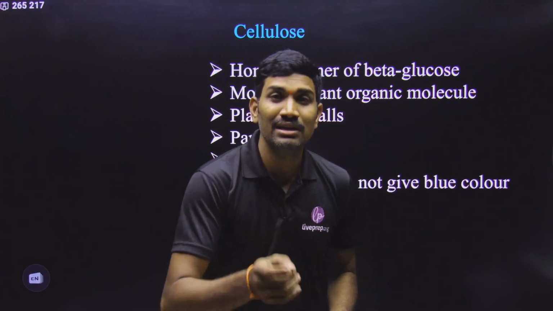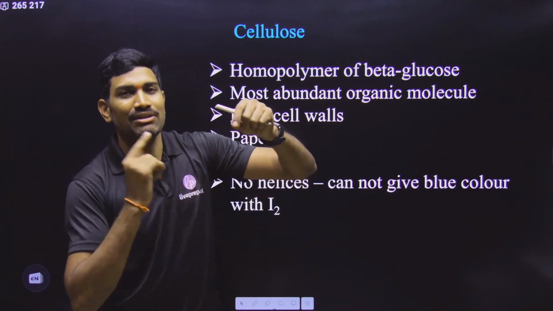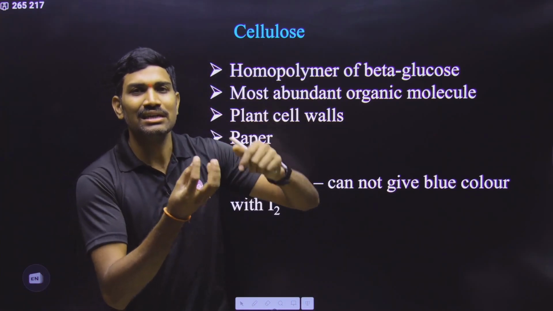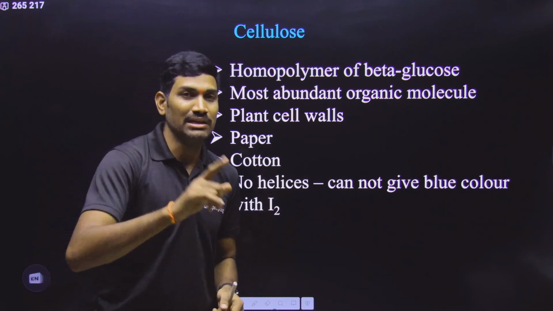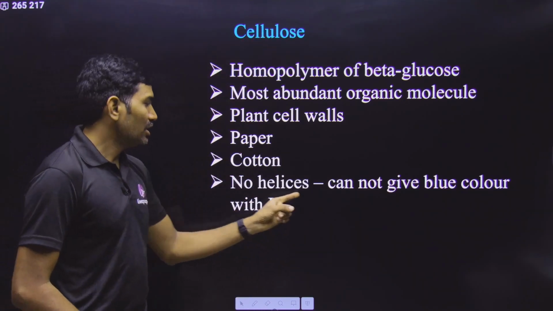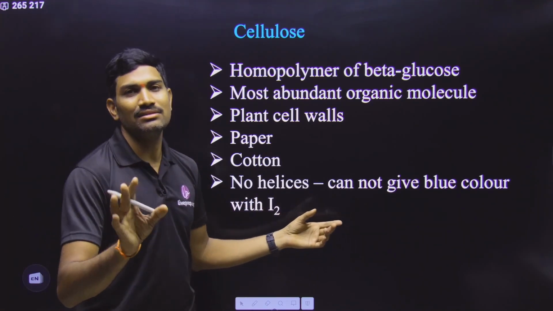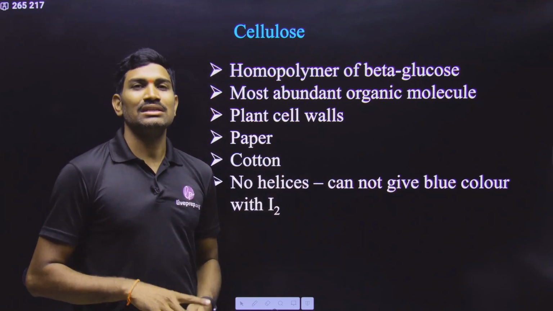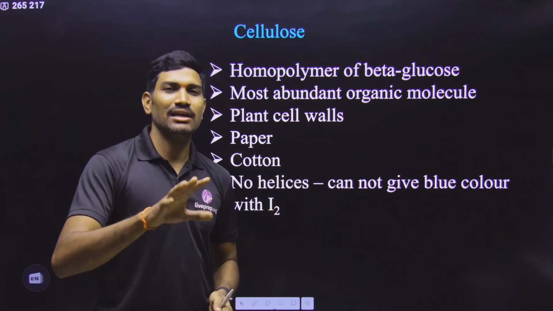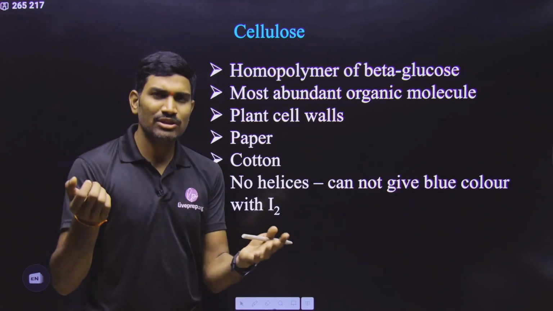Who is giving blue color? Starch is giving blue color. Why is starch giving blue color? Because it has a helical structure. Inside the helical structure, it binds with the iodine. So that's why it gives the blue color. But cellulose does not have helices, so it cannot hold the iodine. That's why it cannot give blue color. Generally this iodine is red or pinkish in color, so it will stay like that only.